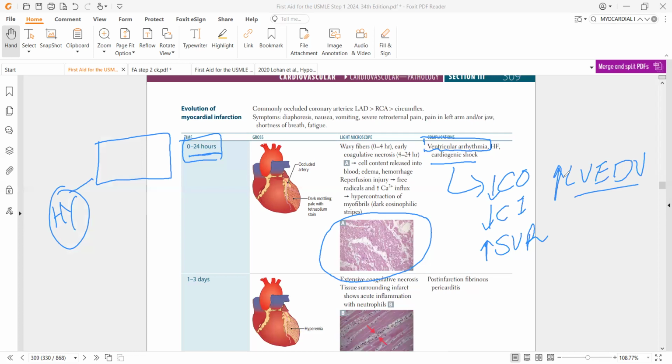And which kind of necrosis takes place in myocardial infarction? It's coagulative necrosis. In coagulative necrosis, is the architecture of the cell preserved or not?